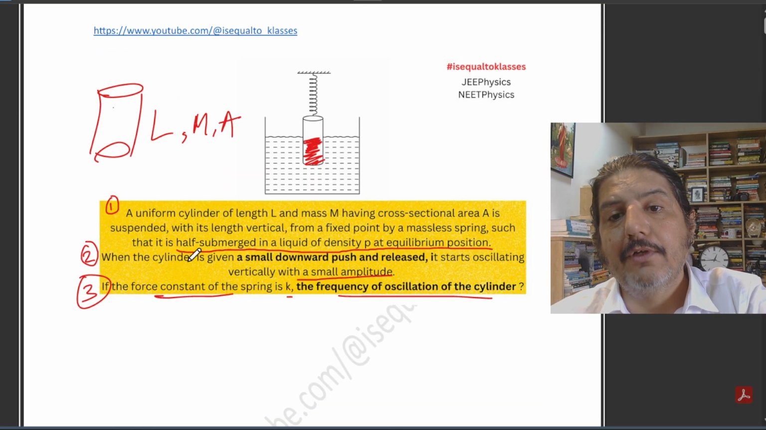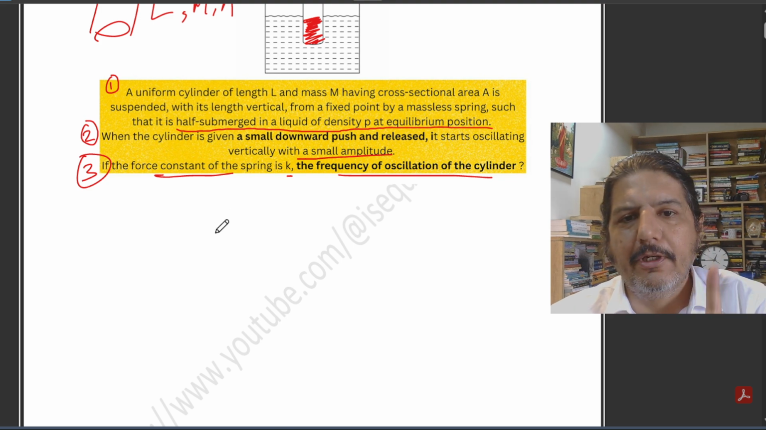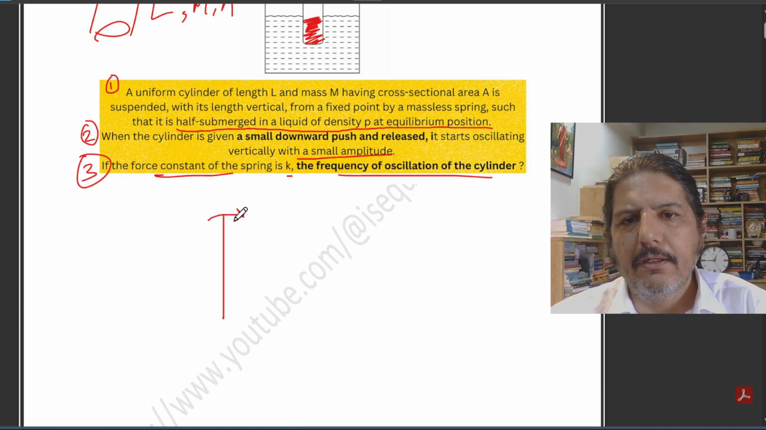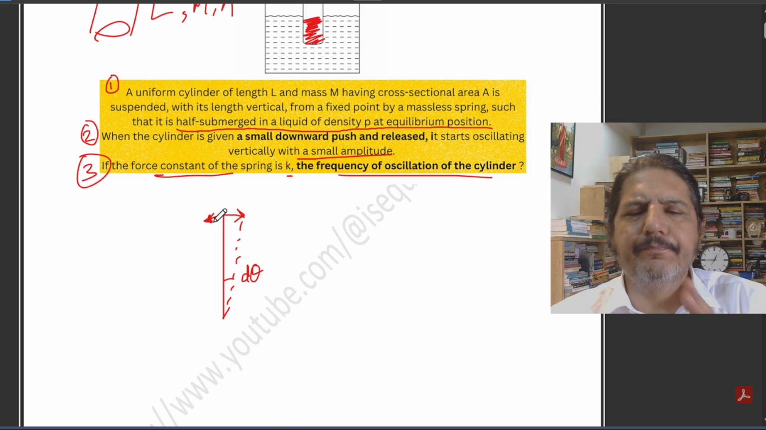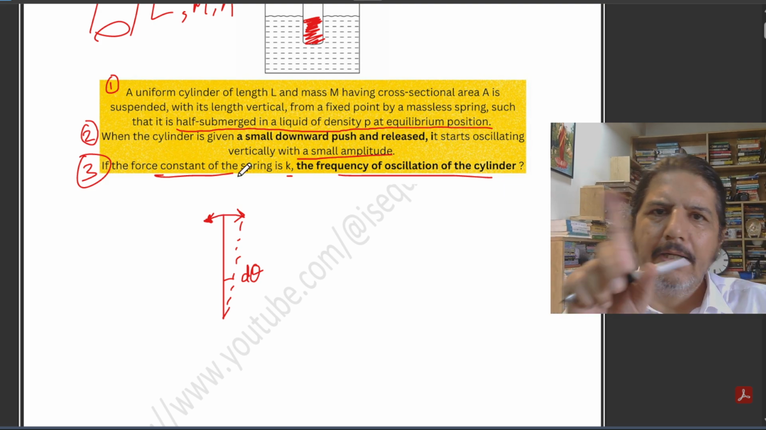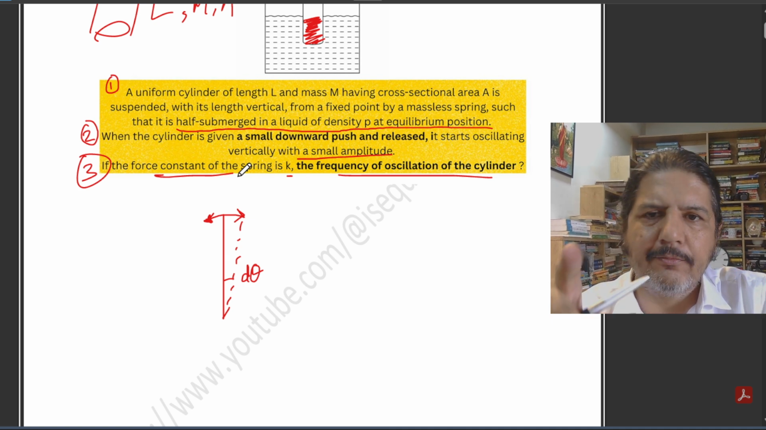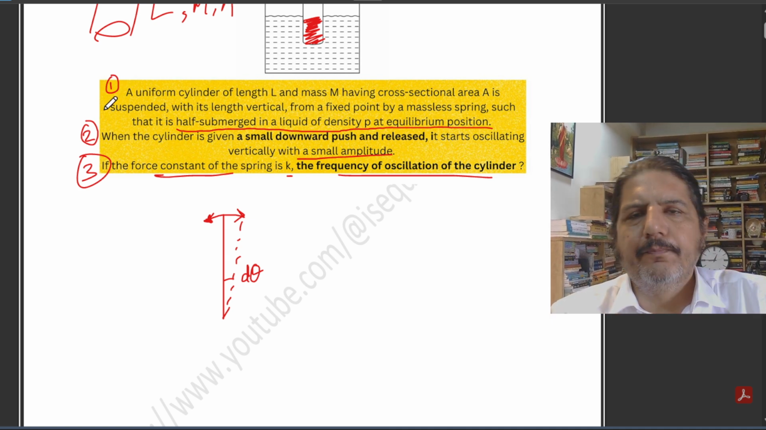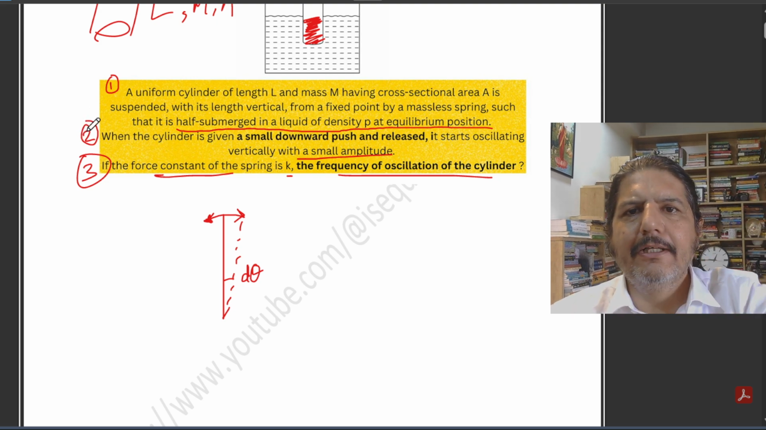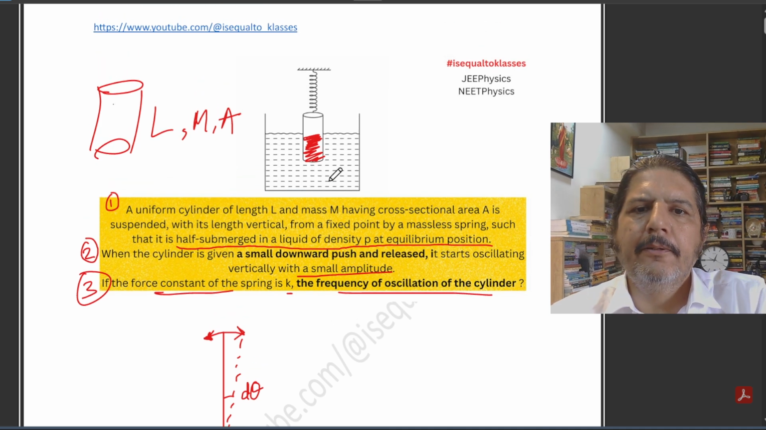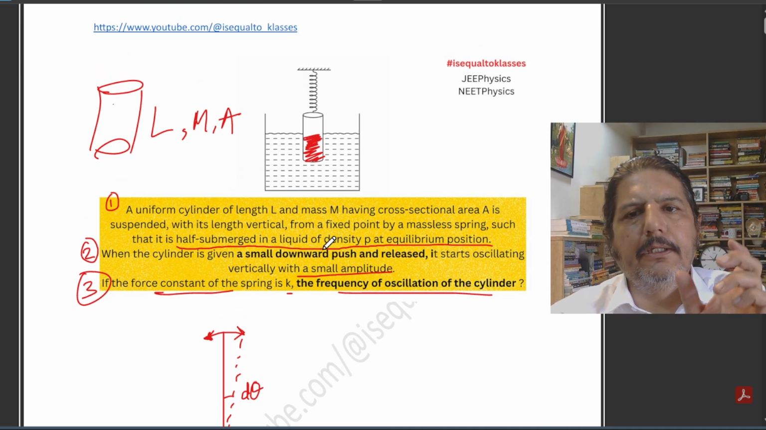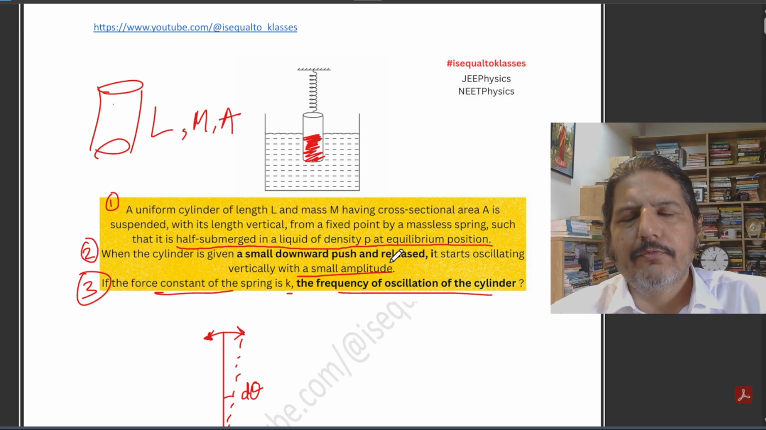There is another kind of question which I'll be doing where there'll be angular displacement. So there'll be a rod like this, and this rod would be given a small angular displacement, and then there will be a few conditions, and this rod will oscillate like this, and then we'll have to find the frequency. So in all these questions, three lines are usually given. In the first line there is an equilibrium condition. In the second line, they mention what happens, and in the third we have to find the frequency.